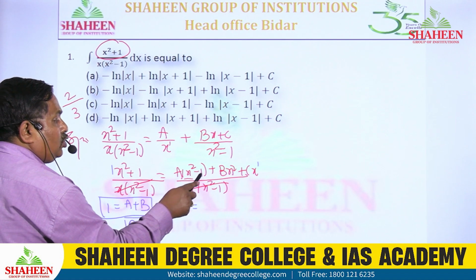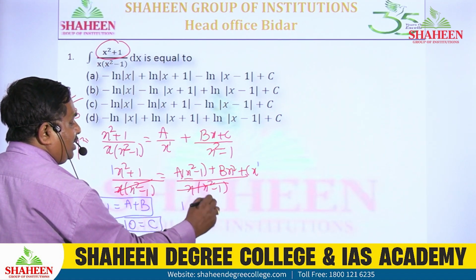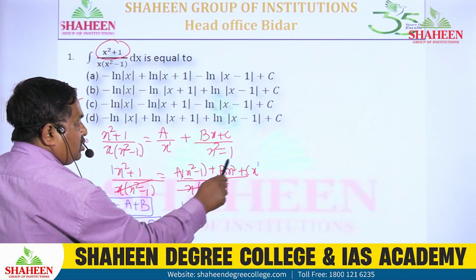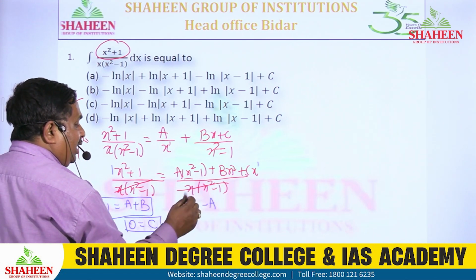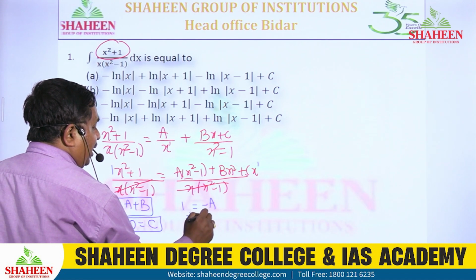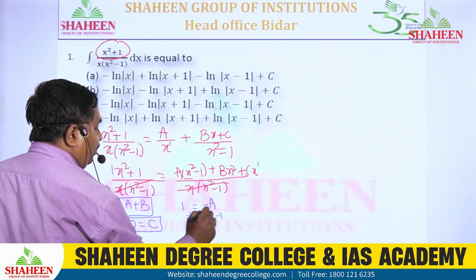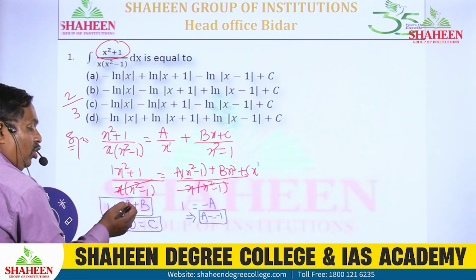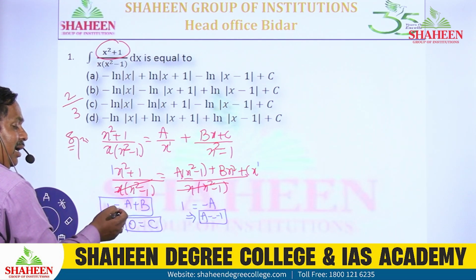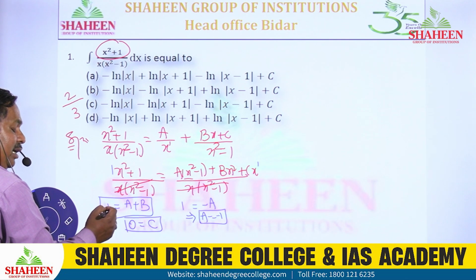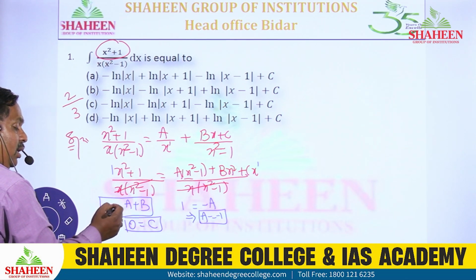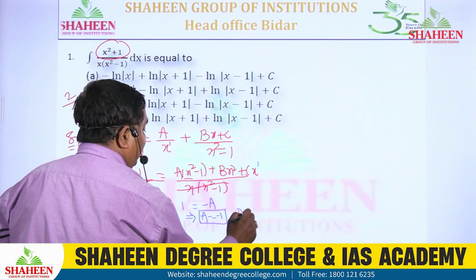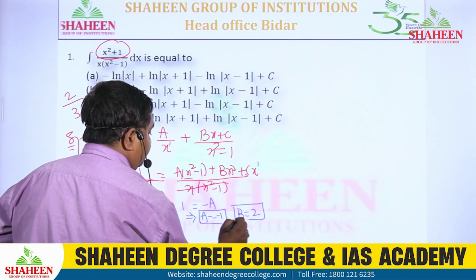If we compare the constant, the LHS constant term is 1, and on the RHS the constant term, a into minus 1, is minus a. And there is no constant term here. So minus a equals 1, this implies a equals minus 1. a equals minus 1, c equals 0. Substituting a equals minus 1 in this, we'll get 1 equals minus 1 plus b, so minus 1 becomes plus 1, 1 plus 1 is 2, then we will get the b value equal to 2.